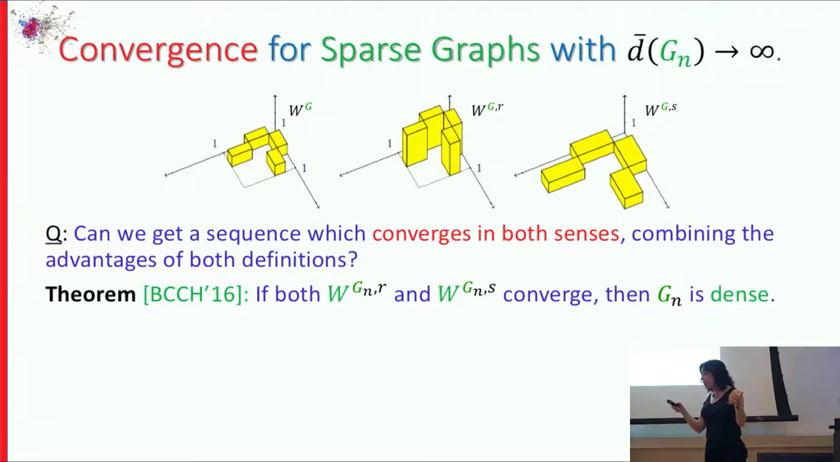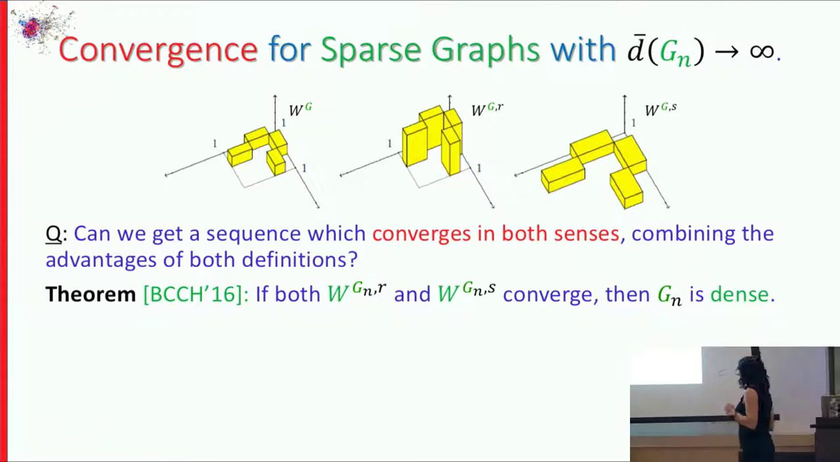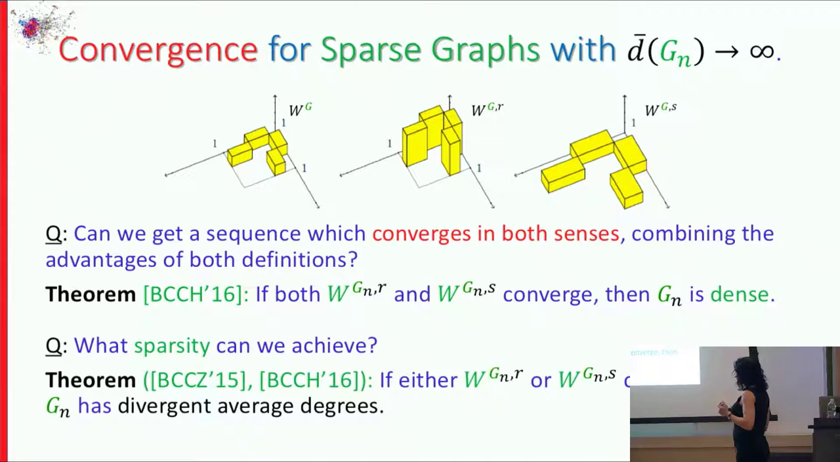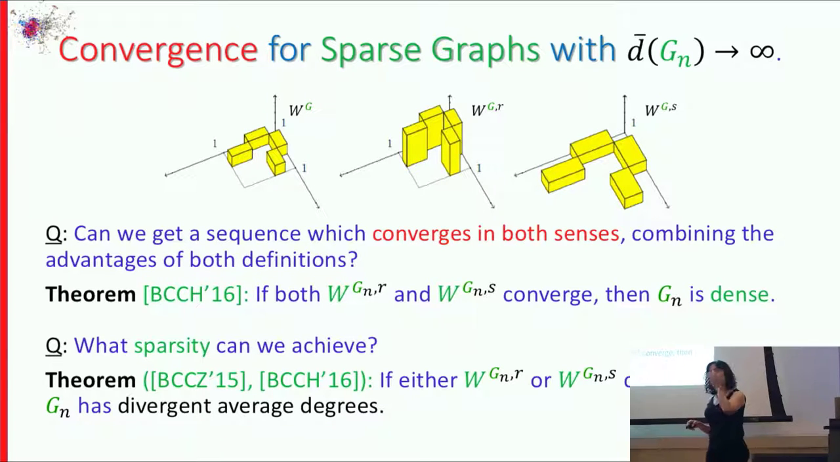So your data isn't going to be both unless you have a dense graph, if you're trying to fit your data. And what sparsity can we achieve? It turns out that for either of these notions, if we get convergence, then they have divergent average degree. So these are the kinds of graphs that we actually see. The average degree is diverging. In Facebook, the average degree is diverging because you have some real hubs there, and yet they're sparse.